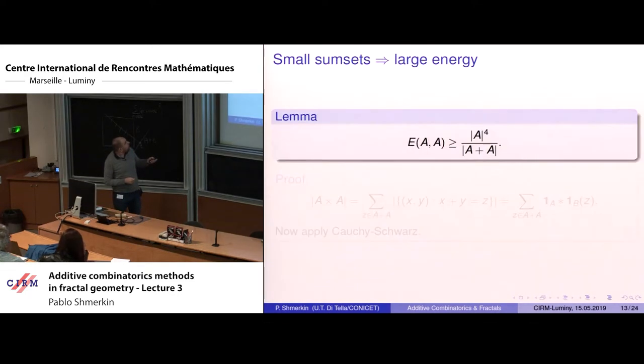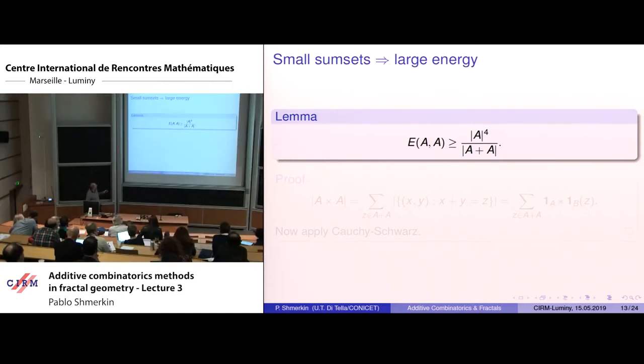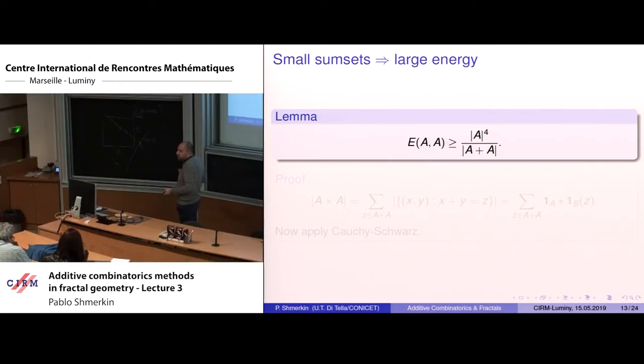Okay, so there is a relation in one direction. If a set has small sumset, it necessarily has large energy. Going back to the picture, if there are few fibers, the fibers have to be large, because all of the product set, A times A, lies in some fiber. So if there are few fibers, they have to be large on average. That's not quite how the proof goes, but I will give a more detailed proof.